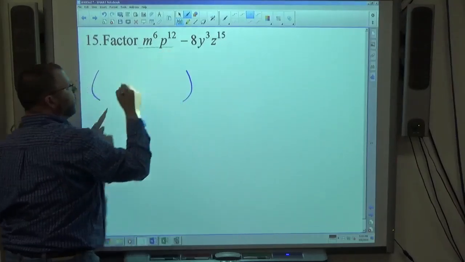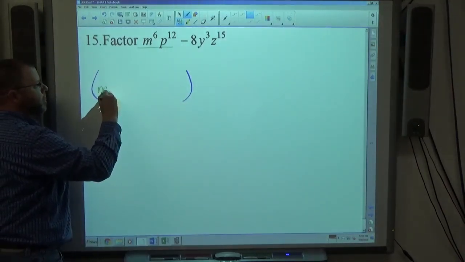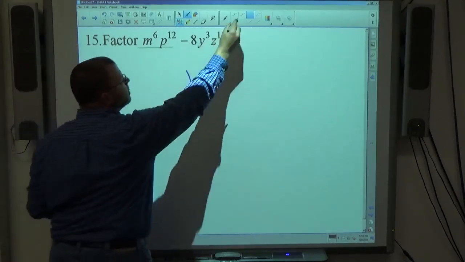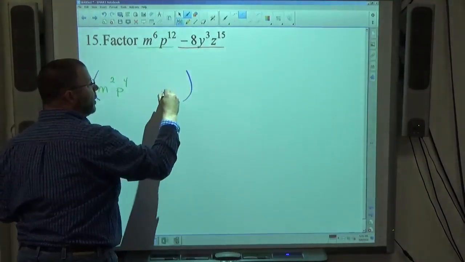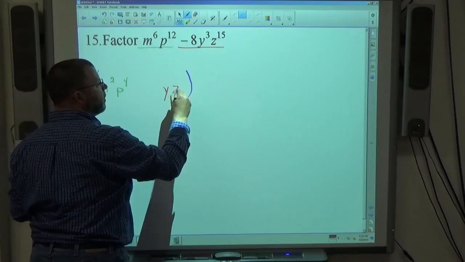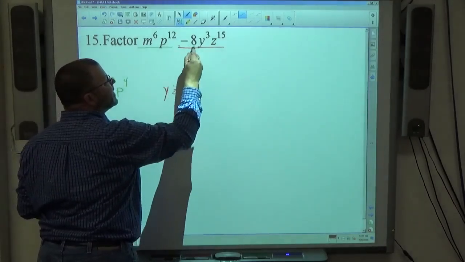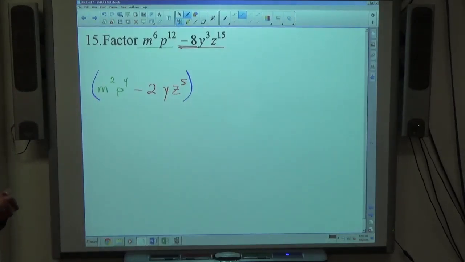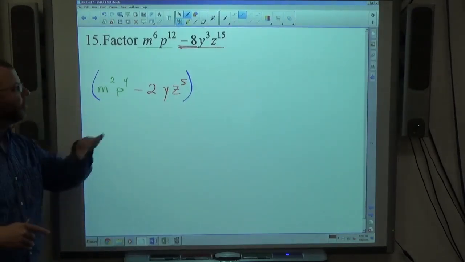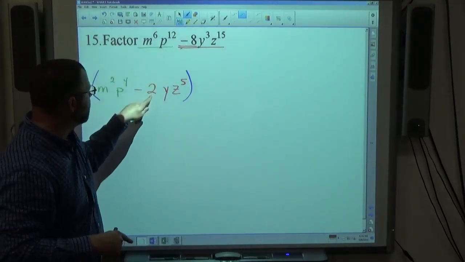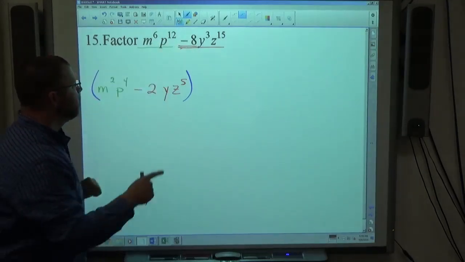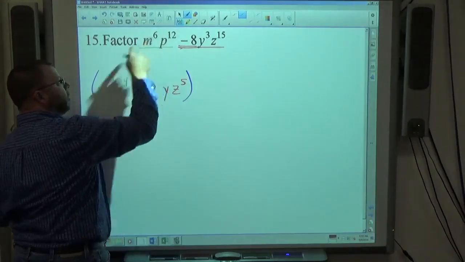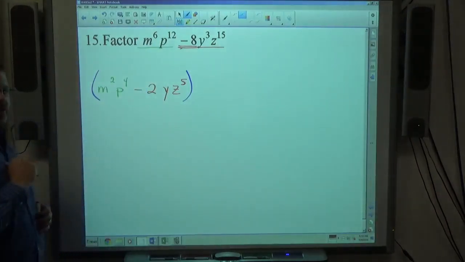So if I cube root this, the powers divide by 3. 6 divided by 3 is 2. 12 divided by 3 is 4. For the y and the z, 3 divided by 3 is 1. 15 divided by 3 is 5. For the minus 8, it's going to be minus 2. I didn't do 8 divided by 3, I did 2 times 2 is 4 times 2 is 8. So any base numbers, you have to find the number multiplied by itself 3 times to make that. But the powers, again, is just 1 times 3 is 3, 5 times 3 is 15, 4 times 3 is 12, 2 times 3 is 6.